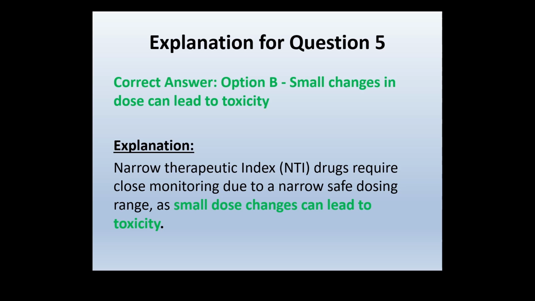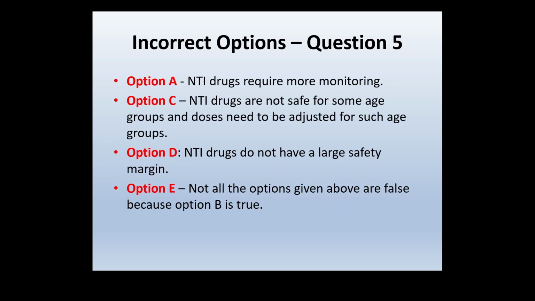Let's look at the other incorrect options. Option A is not correct because NTI drugs require more intensive monitoring, not less, due to their narrow margin of safety. Option C is inaccurate. Dose adjustments are often necessary, especially for vulnerable populations like older adults or those with impaired liver or kidney function. Option D is false, as NTI drugs do not have a large safety margin. Their safety margin is narrow, which is what makes them challenging to dose. Option E is incorrect because option B is the correct answer.